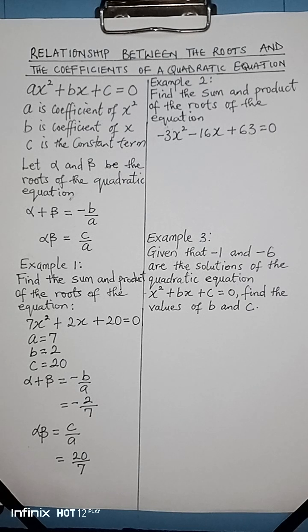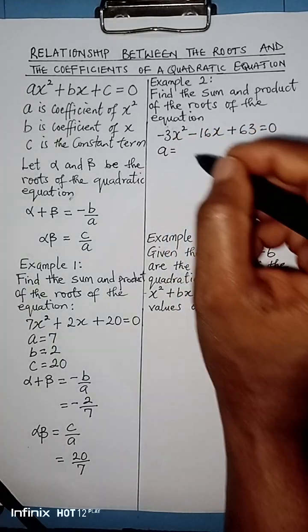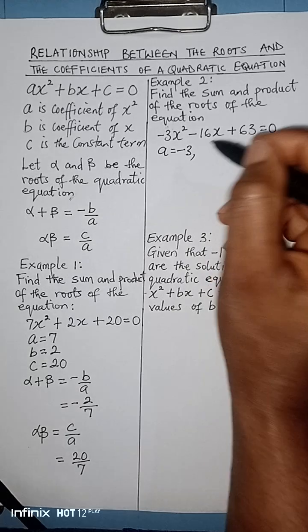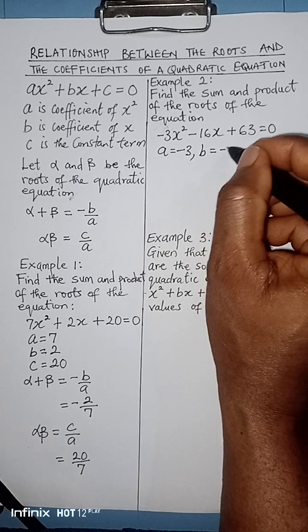Find the sum and product of the roots of the equation minus 3x squared minus 16x plus 63 equal to 0. So what do we do? It's the same step we took in example 1. Identify our a, b, and c. So in this case, what is our a? Remember, the coefficient of x squared, minus 3. What is our b? The coefficient of x, and that's minus 16.